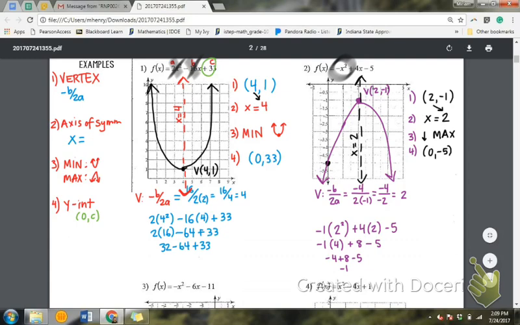Yes, you will get graded on the graphing part. And if you leave off vertex or if you leave off axis of symmetry, you will get points off.